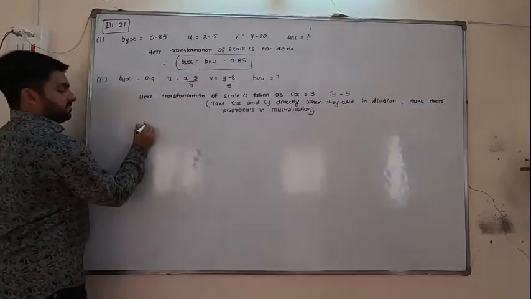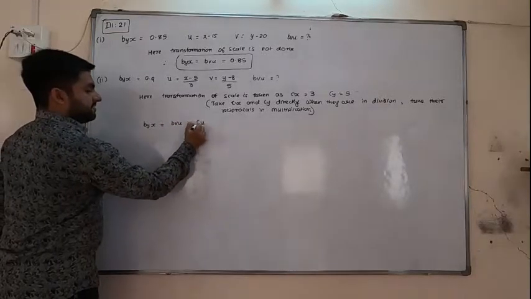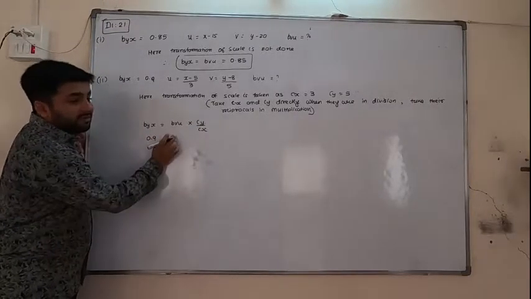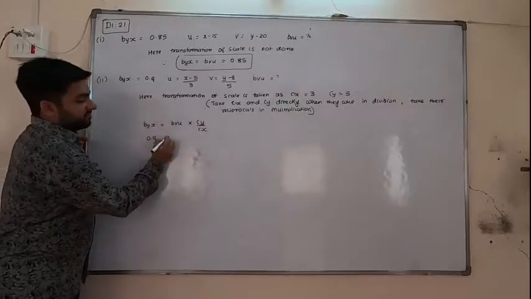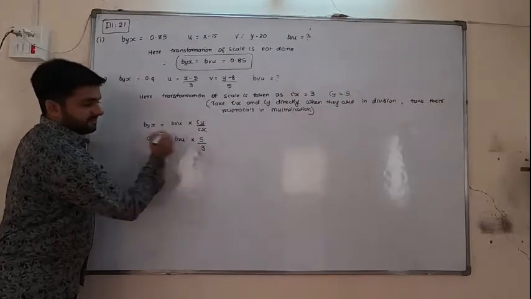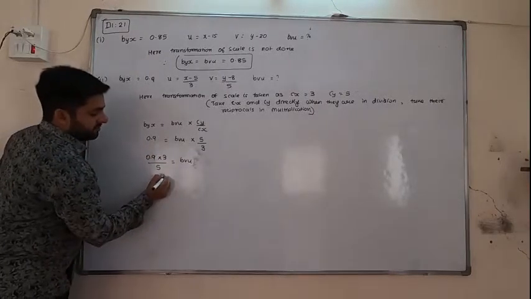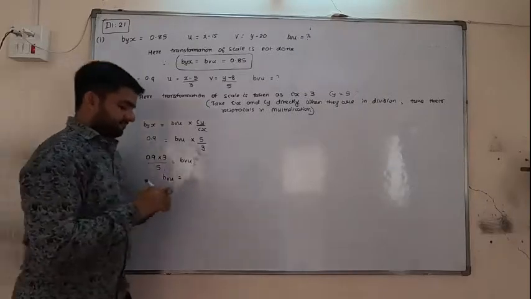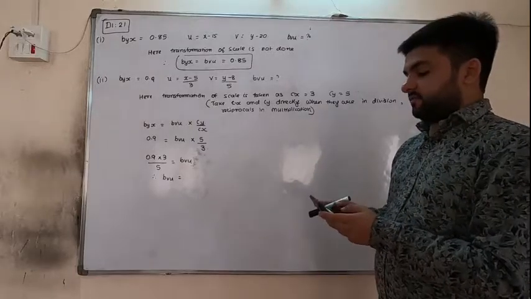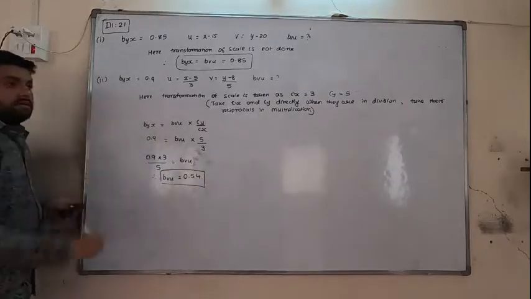Okay. Now Byx is equal to Bvu multiply Cy upon Cx. Now Byx we are having as 0.9. Don't forget, don't write here 0.9. We want Bvu is equal to Bvu multiply Cy is 5, Cx is 3. Now 0.9 multiply 3 by 5 is equal to Bvu. Therefore Bvu is equal to 0.9 into 3 by 5, 0.54.